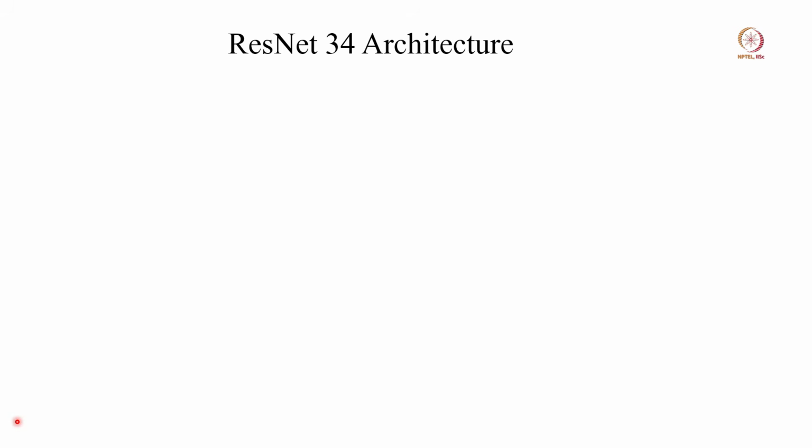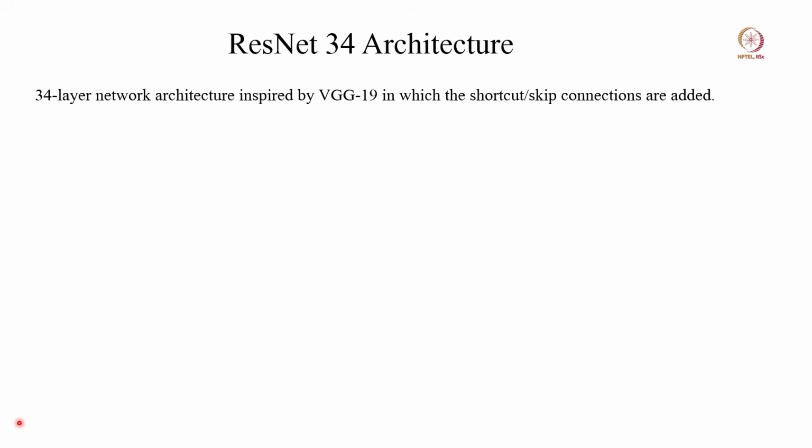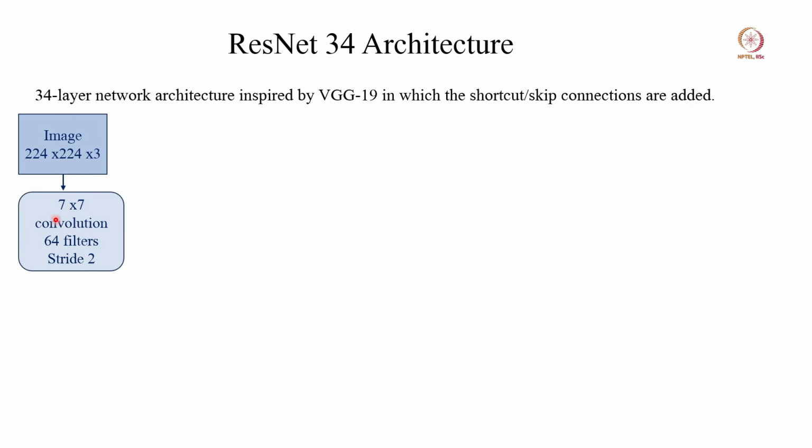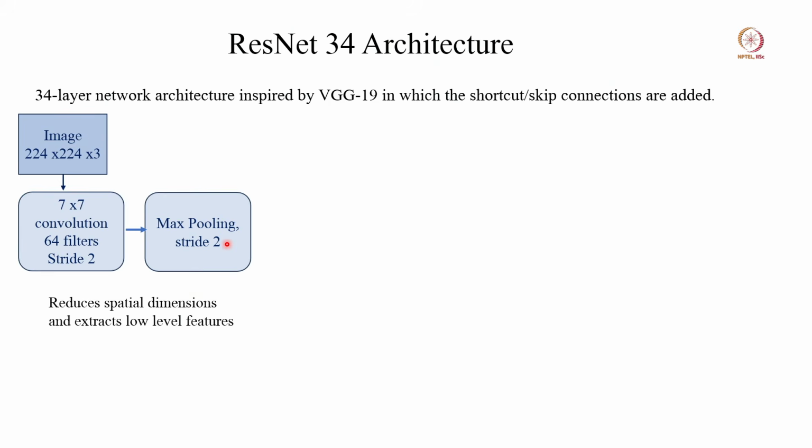So, what is this ResNet34? How does it look like? It is a 34 layer network architecture inspired by VGG19, in which the shortcut or skip connections are added. We can understand very clearly because the 34 number is here in the architecture. So, we have an image 224 cross 224 cross 3, that is the size. Then it goes into a 7 cross 7 convolution of 16 filters and stride 2. Then it goes through a max pooling layer of stride 2, and max pooling layer, we know that it reduces the spatial dimensions and extracts the low level features.